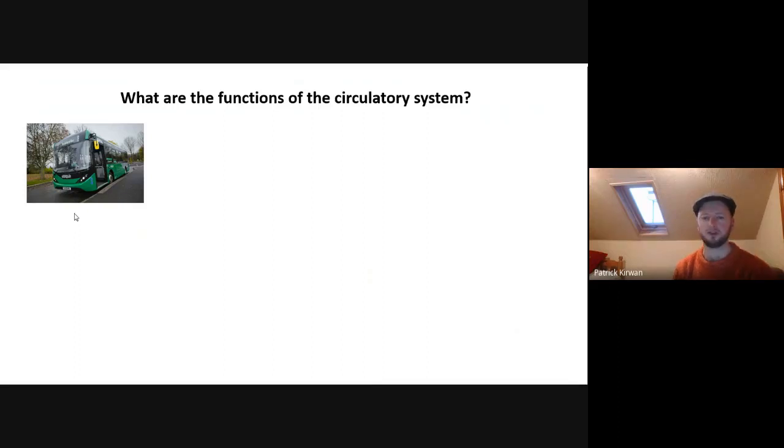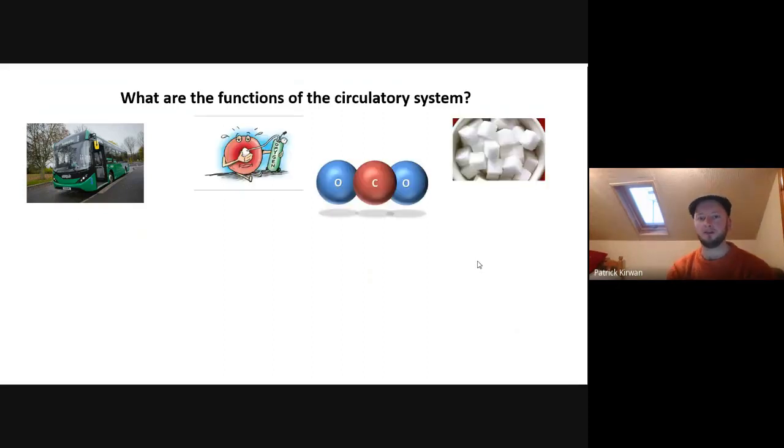What is the blood transporting? Can you think of anything? How about you have a look at these pictures? So what do you think the blood transports? What's this here? Okay, it transports oxygen. What is this molecule here? CO, and you've got two of them, so it's CO2. It also transports carbon dioxide, very good. And what does this represent? It's obviously sugar. What's the fancy name for sugar that we use in class? Begins with a G. Glucose. So one function is to transport oxygen, carbon dioxide, and glucose around our body.